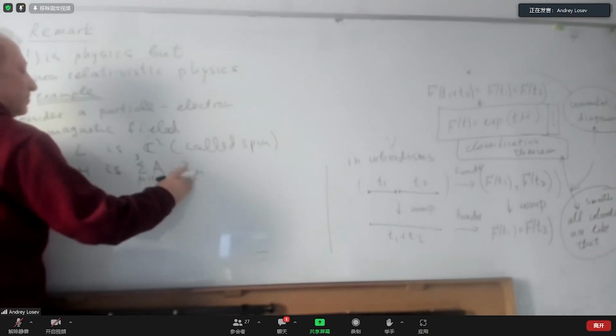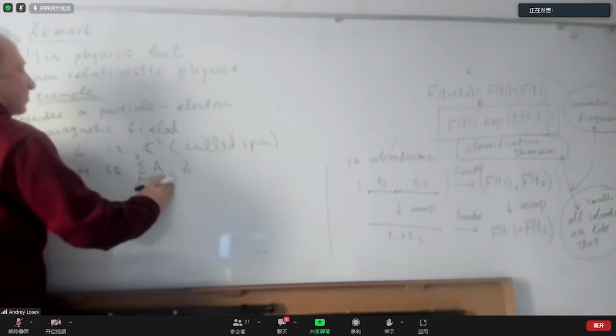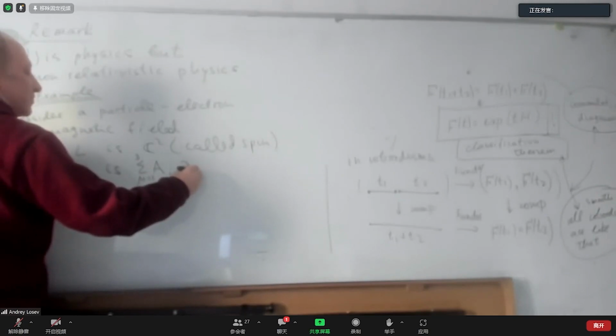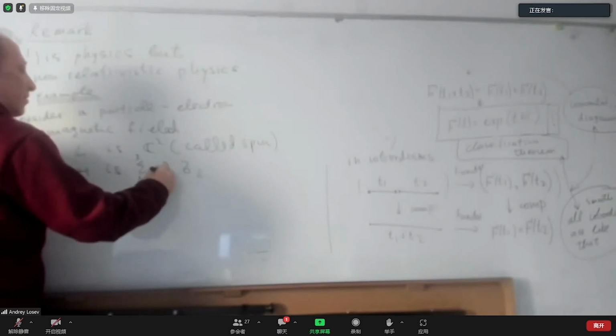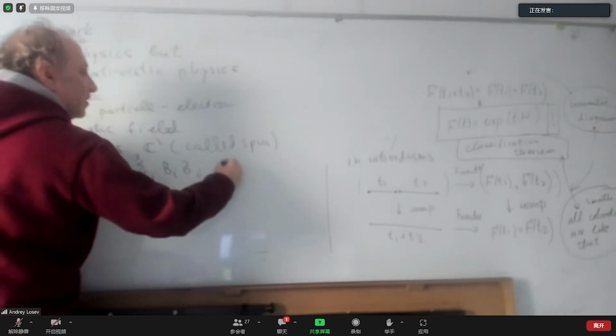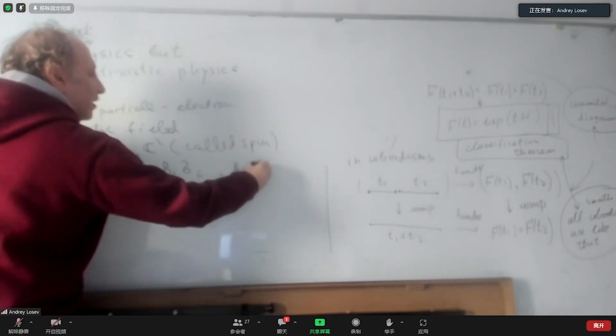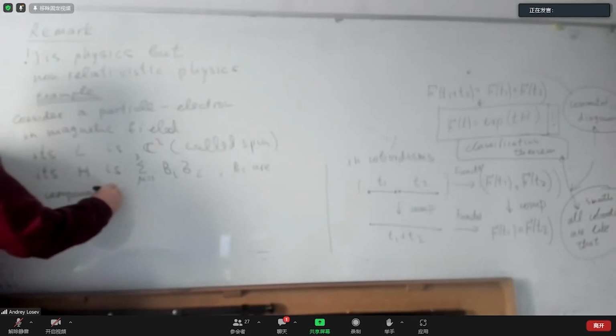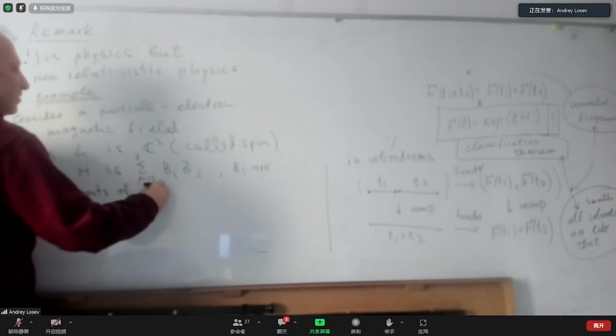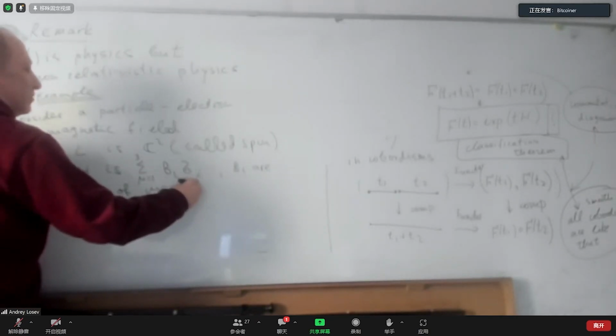Sorry, not A I, it's called B I. B I are components of the magnetic field.